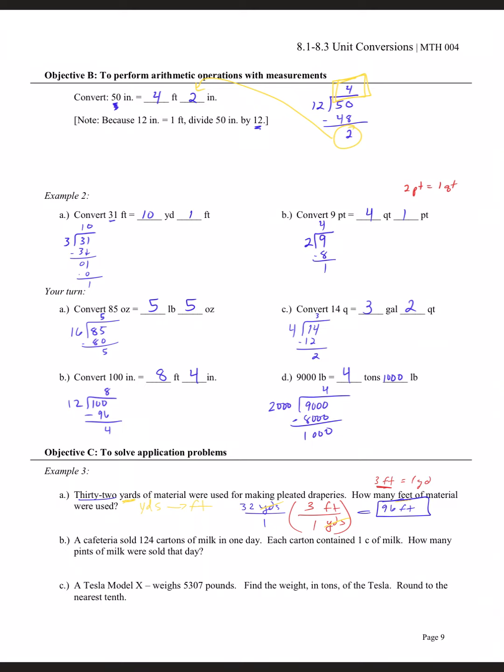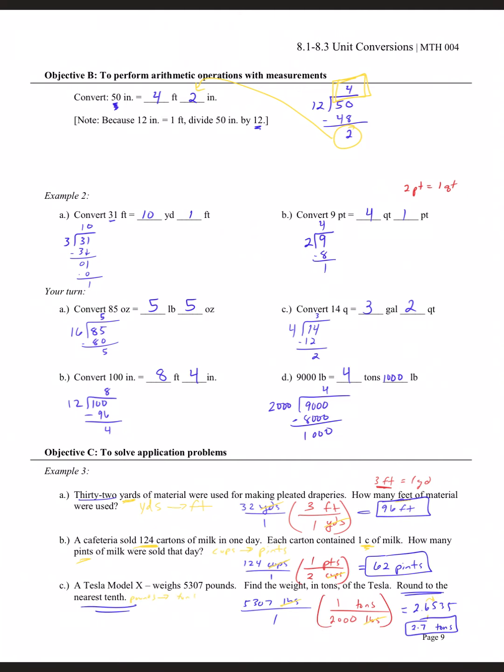So again, we're using the same process that we used on the previous page. So go ahead and pause the video and try B and C. Okay, and last but not least here. A cafeteria sold 124 cartons of milk in a day. Each carton contained 1 cup. So that tells us we have 124 cups of milk. How many pints? So we have to go from cups to pints. So we take 124 cups, and we know it's 1 pint and 2 cups. The cups cancel. We have 124 times 1, and then 1 times 2. This would be 124 over 2, so we have to divide it and get 62 pints.